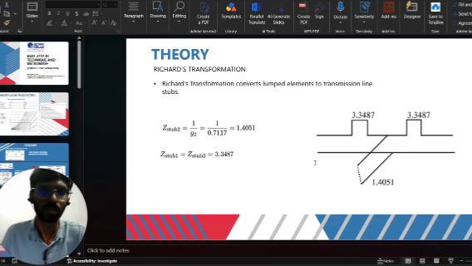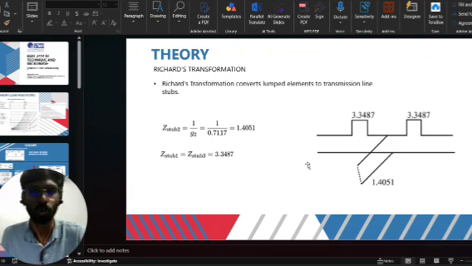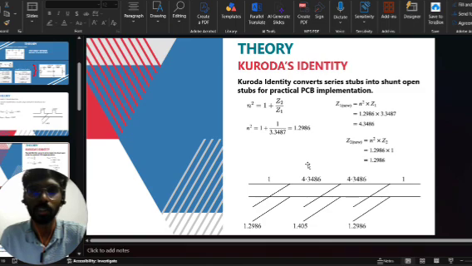Okay, so the next one is the Richards transform. Since lumped inductors and capacitors are not suitable at microwave frequencies, we apply the Richards transformation. This transformation converts the lumped inductors and capacitors into quarter wavelength transmission line stubs, and it allows the filter to be implemented using microstrip transmission lines, which perform much better at higher frequencies. Okay. So after this, we will proceed with the Kuroda identity.